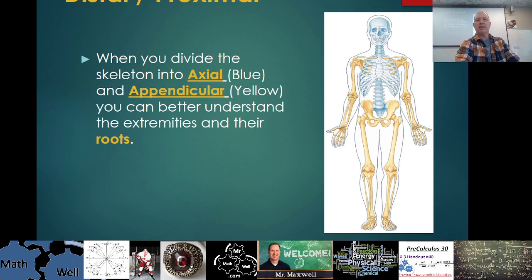Okay, so distal, proximal. When you divide the skeleton into axial, look at this diagram, axial blue, that's the central bone structures, the spine, the rib cage, the neck, the skull, and appendicular, the yellow portions of this, you can better understand the extremities and their roots. So the pelvis is the root of the legs, the shoulders are the root of the arms, and whatnot. Anything closer to this blue region is proximal, right? It's closer to the mid.